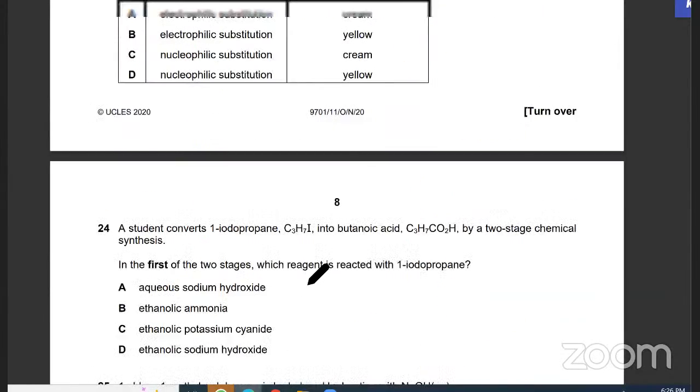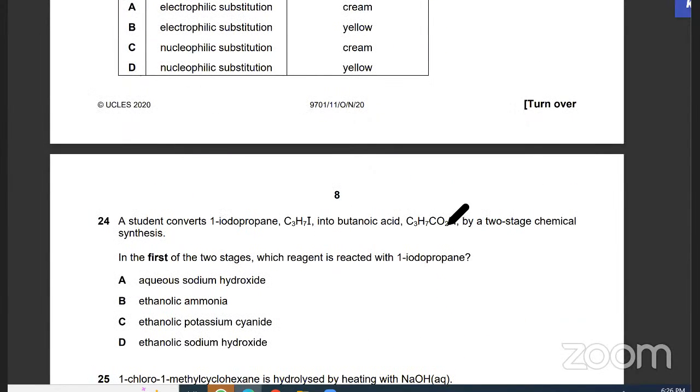A student converts this into butanoic acid by a two-stage chemical synthesis. Now this one had 3 carbon atoms. This one has 4 carbon atoms. So what do you think happened somewhere in the middle? Something to do with CN. I don't know whether it's HCN or not, but the carbon chain length increased.